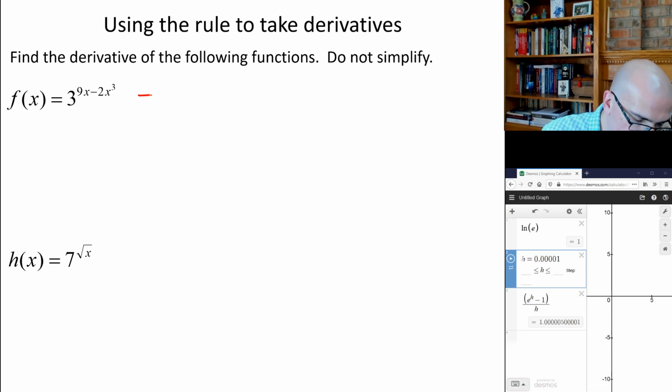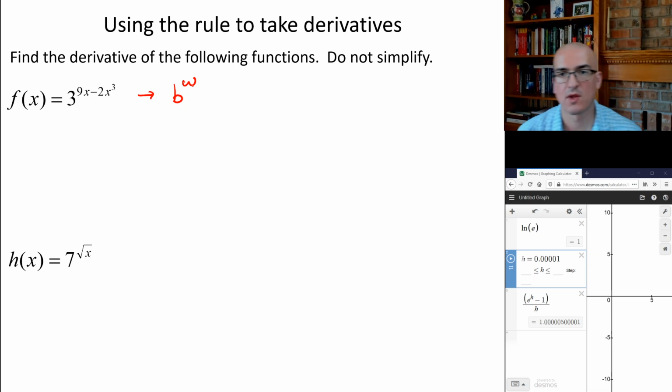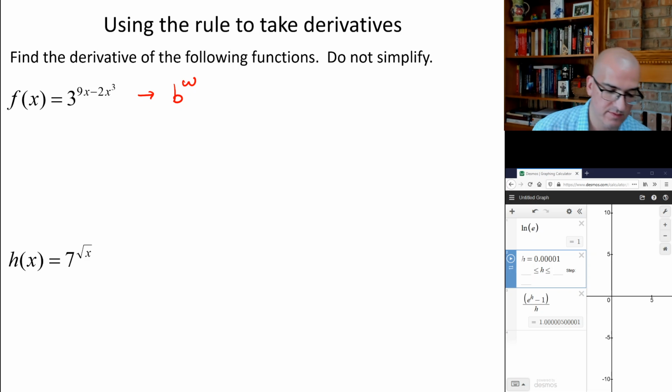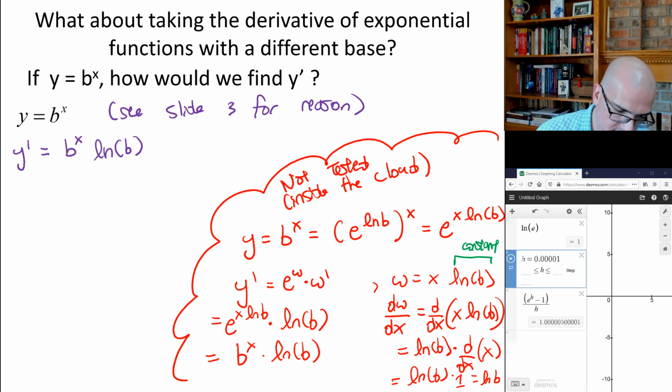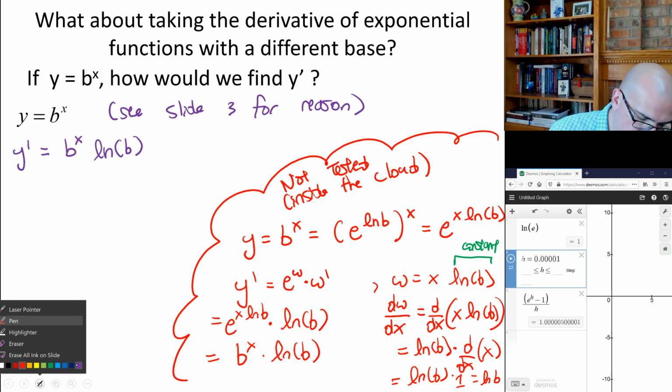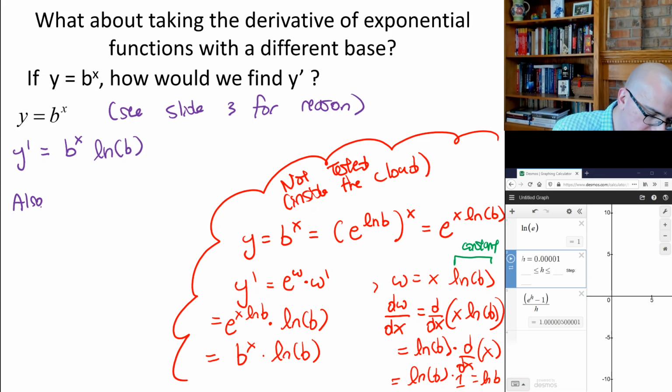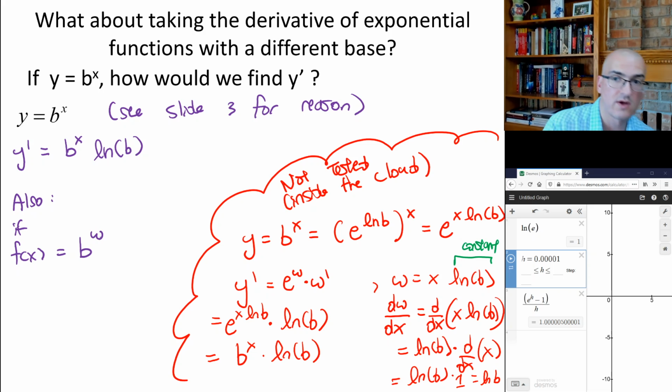So the format of this one, this is e to the power of w. When we had e to the power of w, actually, do I have that here? I'll add it in here. And also, if f of x is b to the w, what is our derivative? f prime of x is going to be b to the w times the ln of b. That's the part that just came out of this.